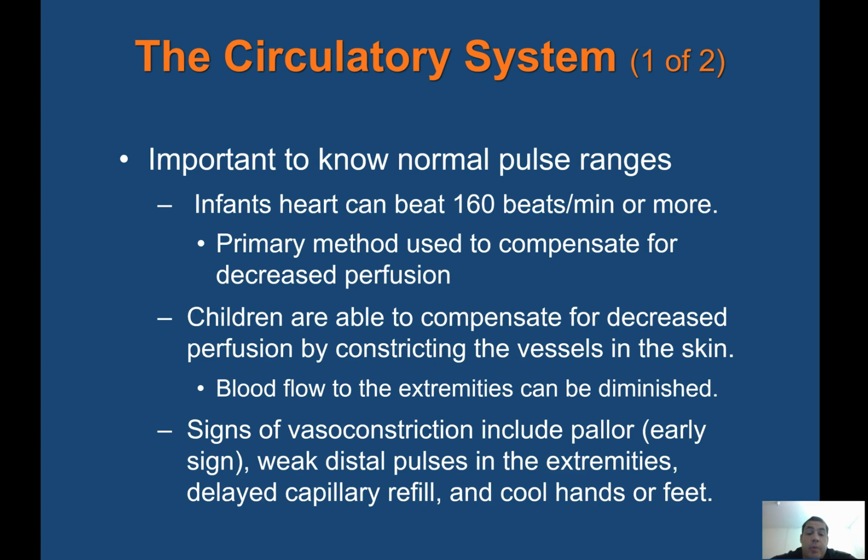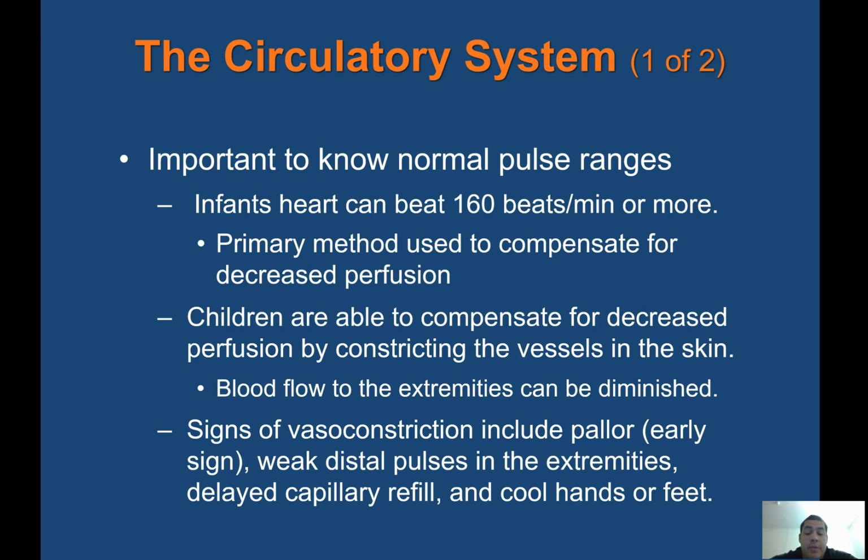Circulatory system. It is important to know normal pulse ranges. An infant's heart can beat 160 beats a minute or more. This is the primary method to compensate for decreased perfusion. So remember, the smaller the child, the faster their heart rate is going to beat. And as you grow older, the heart rate is going to slow down a little bit.